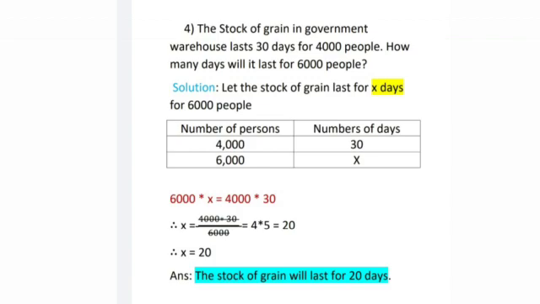Now 4,000 and 6,000, the three zeros get cancelled. So it will be 4 into 30 upon 6. Again cancellation. 6 ones are 6, 6 fives are 30. So 4 fives are 20. So x is 20. That is, the stock of the grain will last for 20 days.